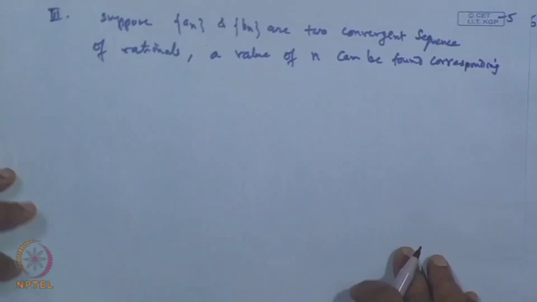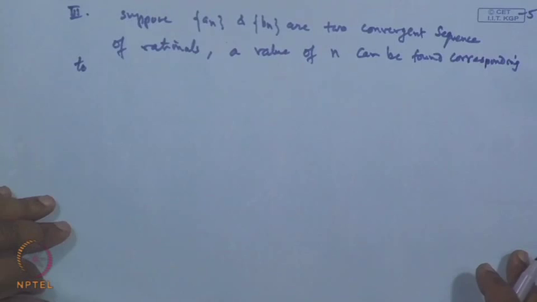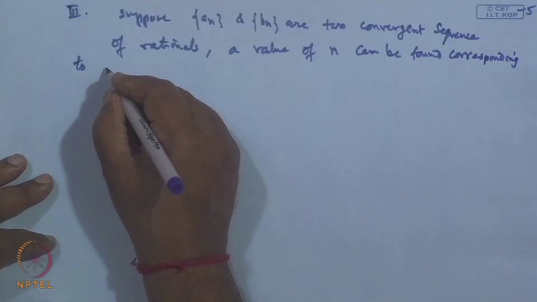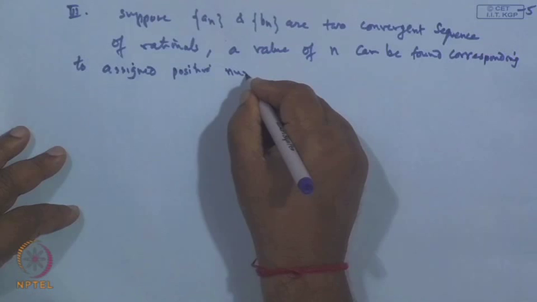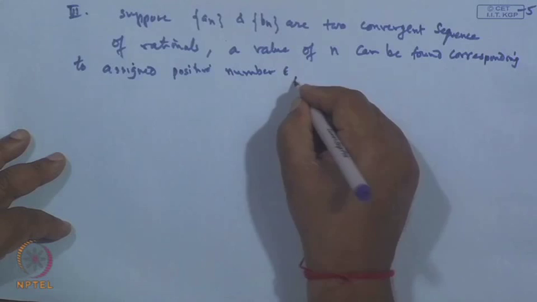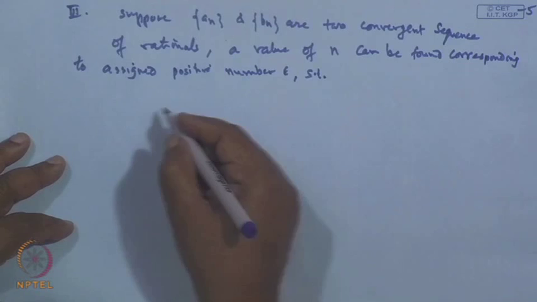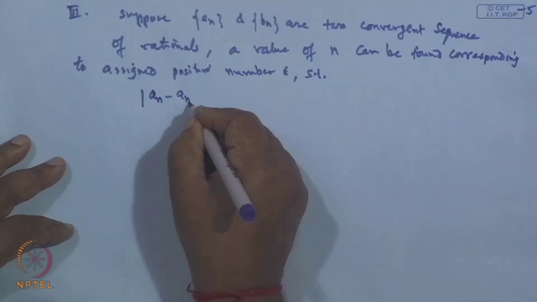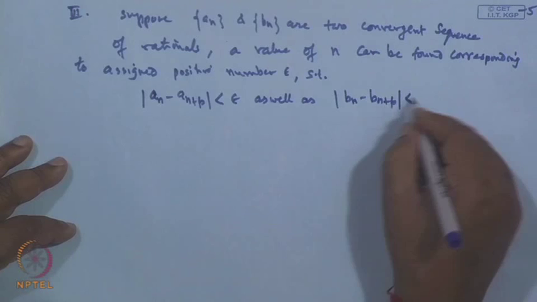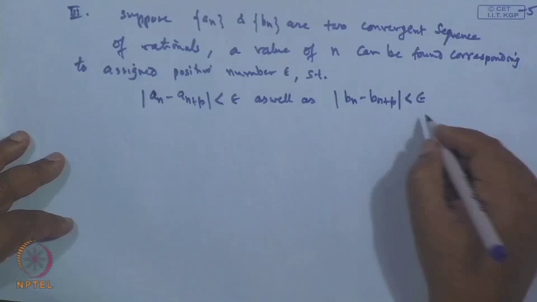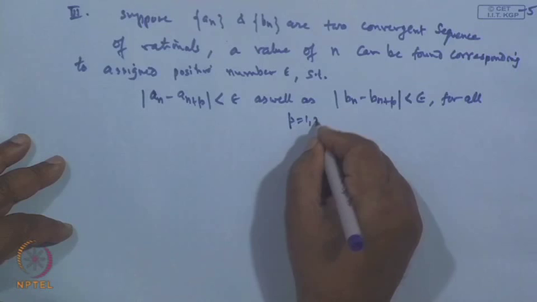corresponding to an assigned arbitrarily small positive number epsilon, such that both these differences are small: mod of A n minus A n plus p is less than epsilon, as well as mod of B n minus B n plus p is less than epsilon, for all p equal to 1, 2, 3 and so on, all positive integral p.